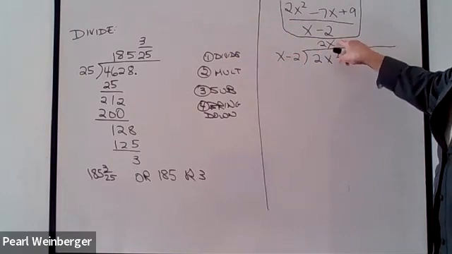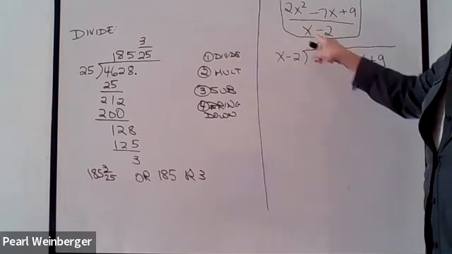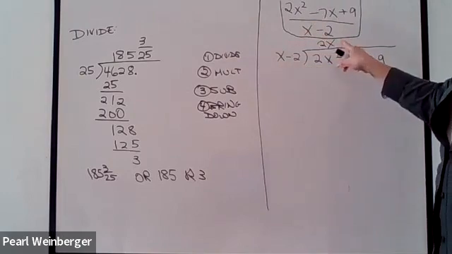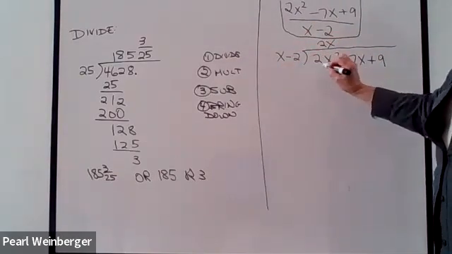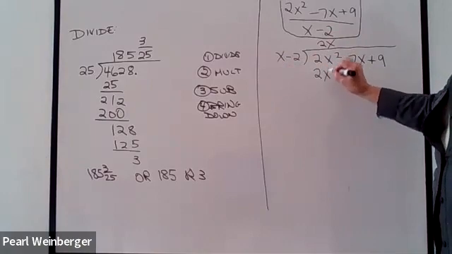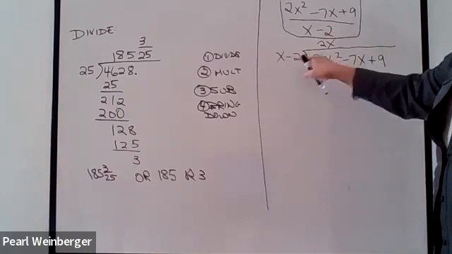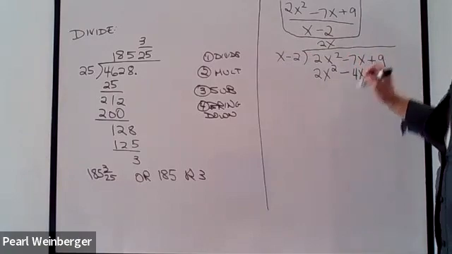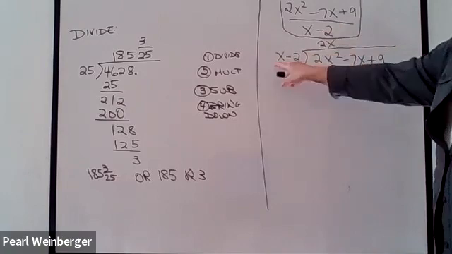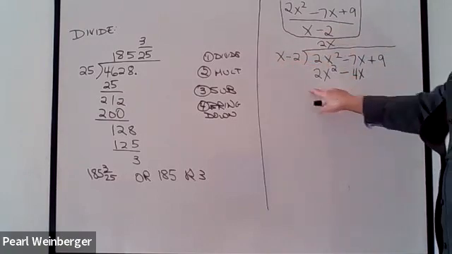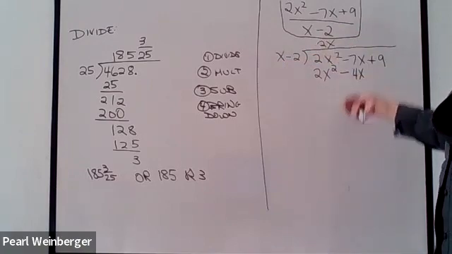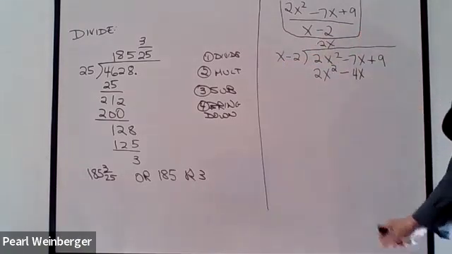I take that answer that I just put on top and multiply it. But when I'm multiplying it, I multiply it by the whole binomial. I do 2x times x, which gives me 2x squared. And 2x times -2, which gives me -4x. Notice, since I have a monomial that I'm multiplying by a binomial, I'm ending up with 2 terms. So one will go under the first term and one will go under the second term.